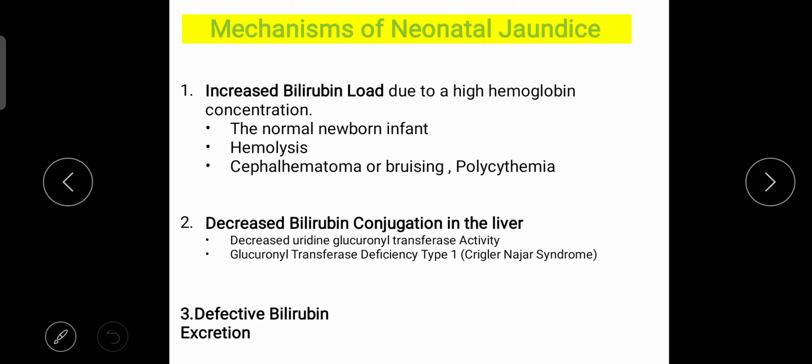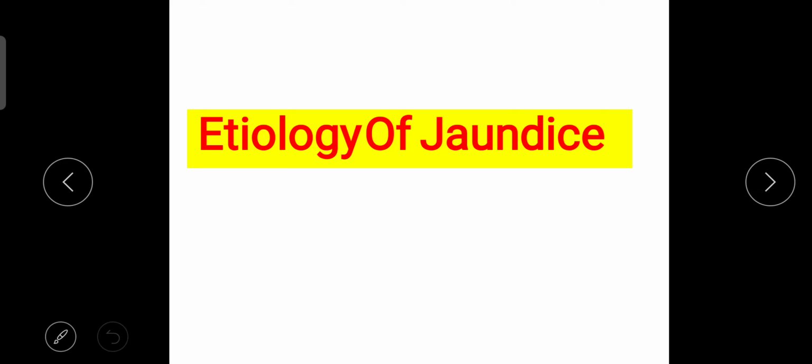or polycythemia. Polycythemia is the increase in the number of red blood cells in the newborn body. Next one is decreased bilirubin conjugation in the liver: decreased uridine glucuronide transferase activity and glucuronide transferase deficiency type 1. In that case also there is a chance of increasing the bilirubin level. Next cause is defective bilirubin excretion. If there is any defect in bilirubin excretion, it can cause neonatal jaundice.